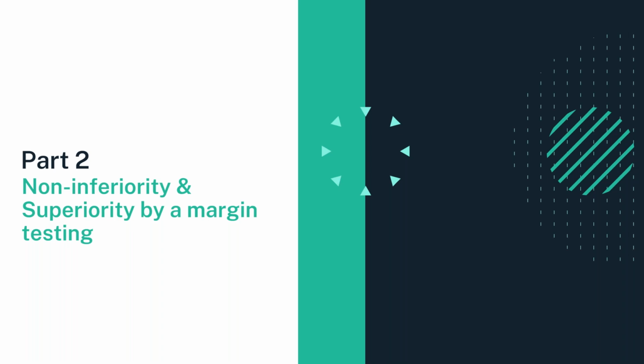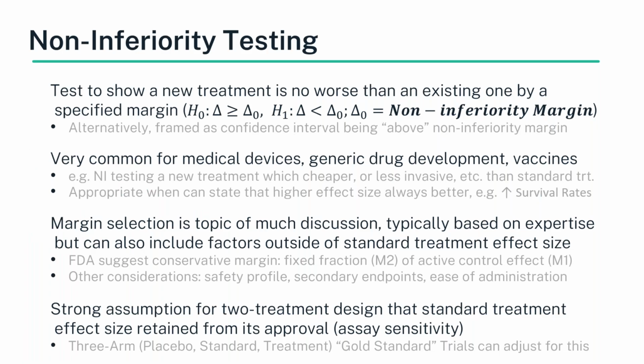Okay, so now that we have given some context to the webinar, we can move on to part 2. And here we are going to talk about non-inferiority and superiority by a margin testing in more detail. And as I mentioned already, non-inferiority testing is a test to show that the new treatment is no worse than an existing one by a pre-specified margin.